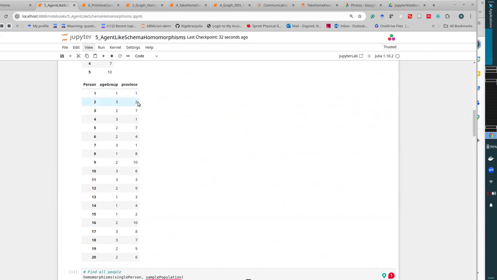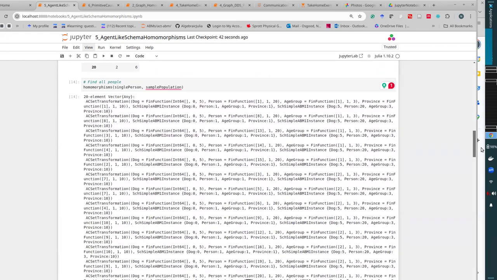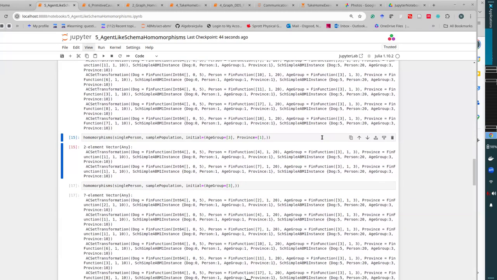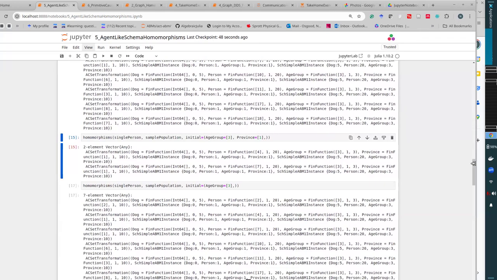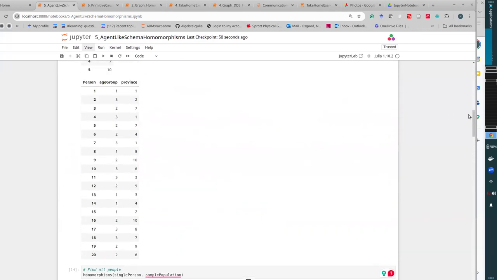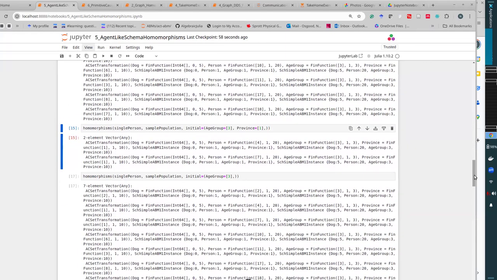And so it's kind of looking, okay, here's a person age group 3, but no, the province is 2. Here's a person age group 3. Oh, the province is 1. So that finds me the 4 here, right? Person 4. Let's keep on looking. People in age group 3, this person's not, this person's not, 3, and then 1, okay, 7, and indeed, that's anding. It's requiring both of these. No, it's not or.